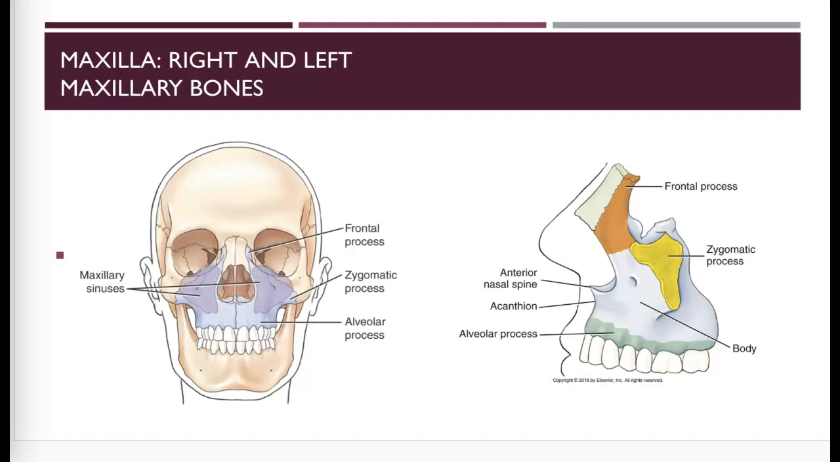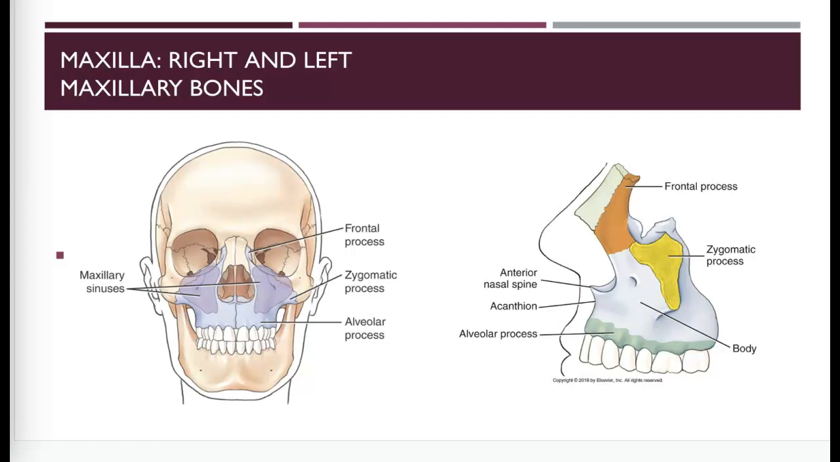So to review the processes, we have the zygomatic process. This projects laterally to unite with the zygoma. The alveolar process is the inferior aspect of the body of each maxilla. The frontal process extends upward toward the frontal bone. And then lastly, we have the palatine process, which forms the anterior portion of the roof of the mouth, which is called the hard palate.